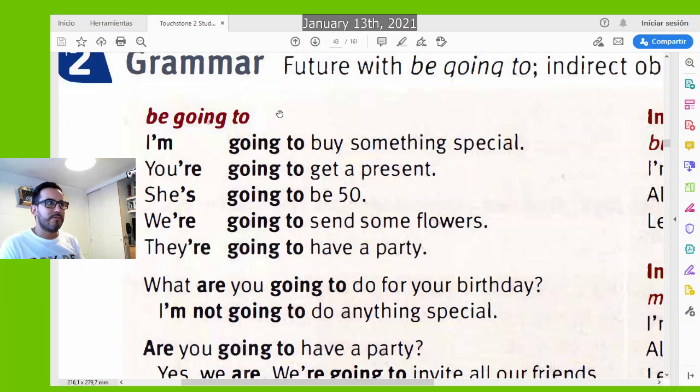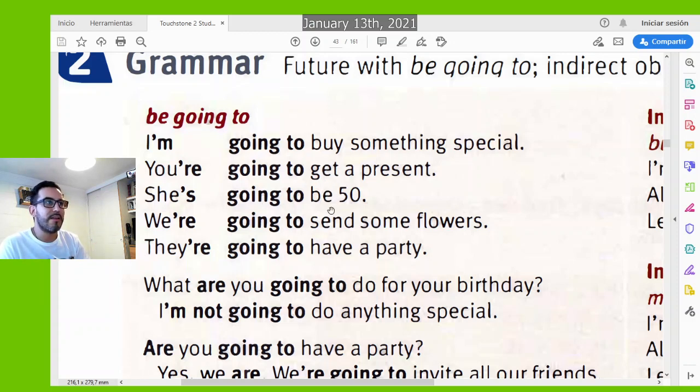Entonces, el solo hecho de estar agregando esta expresión, esta frase verbal, I'm going to, are going to, is going to, inmediatamente me da a entender la idea de tiempo futuro. Tiempo futuro de esta acción, de la acción to buy, to get, to be. Si los traduzco, voy a estar diciendo, yo voy a comprar. Tú vas a obtener o conseguir. Ella va a ser o a convertirse en o a cumplir.